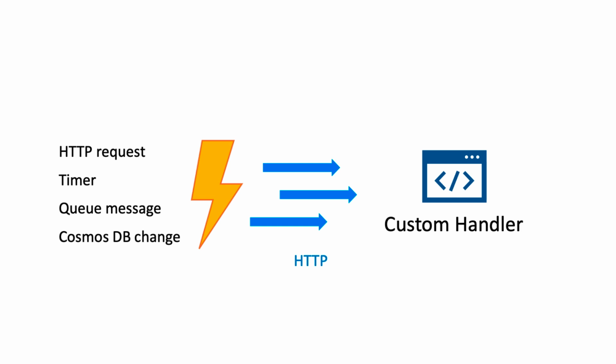What that means is that you'll basically be building a web server, and any language that can respond to HTTP requests can be a custom handler. So these things are really quite simple to build. And keep in mind that even though the handler itself is going to be called over HTTP, it's going to work with other triggers and bindings that Azure Functions supports as well. So we'll be able to build more than just HTTP triggers with this.